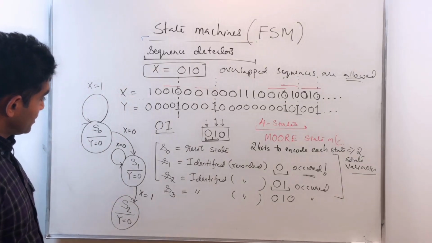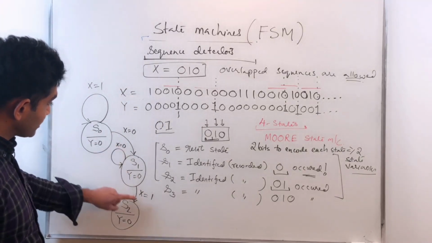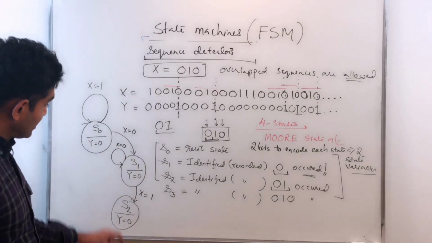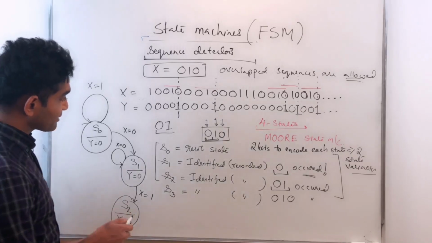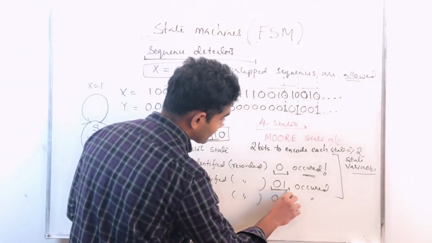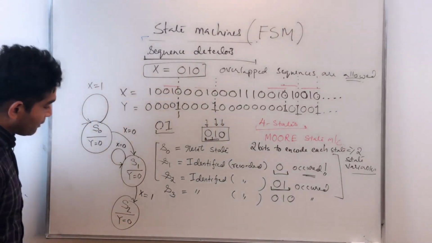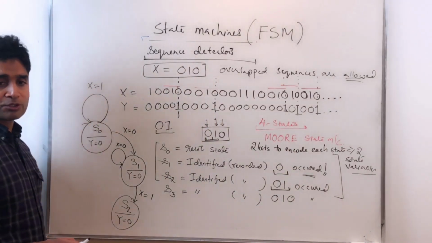All right, so I'm done with the S1 state. I looked at all possible combinations of the inputs. Now I move on to the S2 state. S2 is a state that has identified that a 0, 1 has occurred. Now if I'm in the S2 state and let's say x equal to 0 occurs.